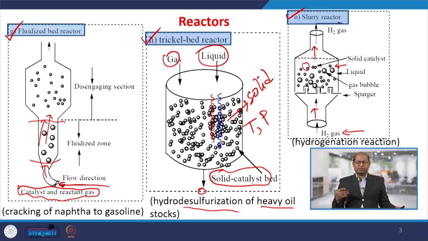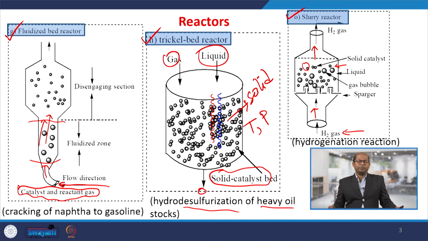Depending upon the residence time or contact time required, the reactant will be converted into the desired product. So, for that type of reaction, or any reaction having a catalyst, liquid and gas, requiring 3 different phases, we can use that. So, these types of reactors are mostly used for hydrogenation reactions.